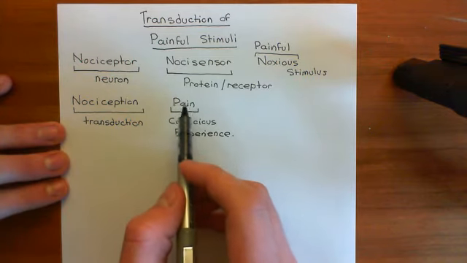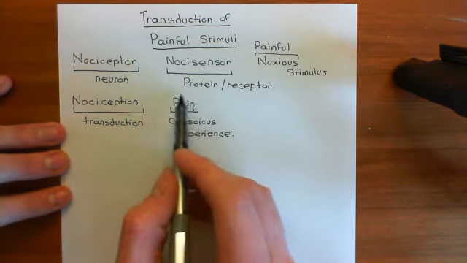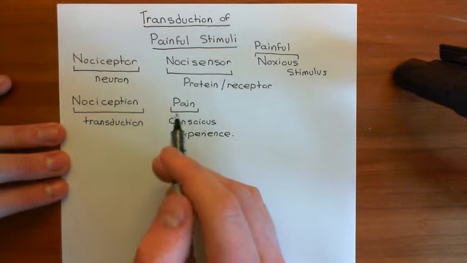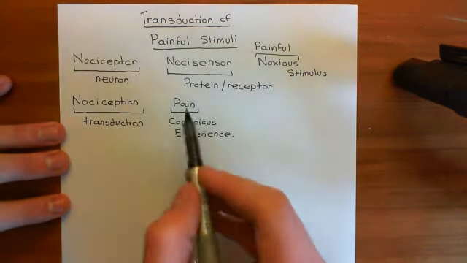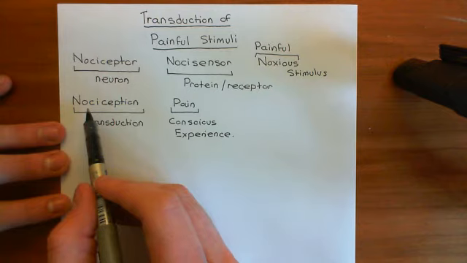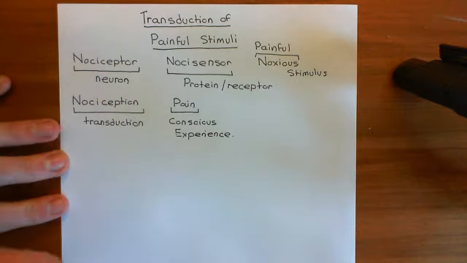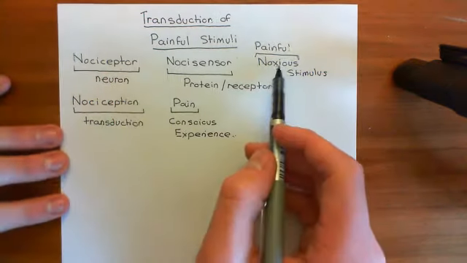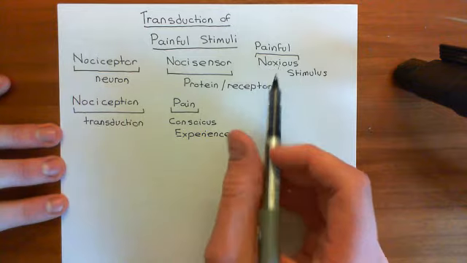There is such a thing as neuropathic pain, which is where the brain is producing this conscious experience of pain without the actual nociception, so without the nociceptors becoming activated by the painful stimulus.